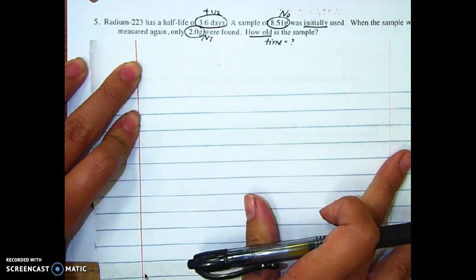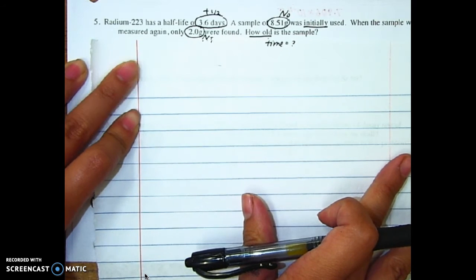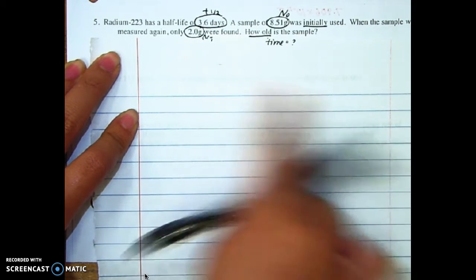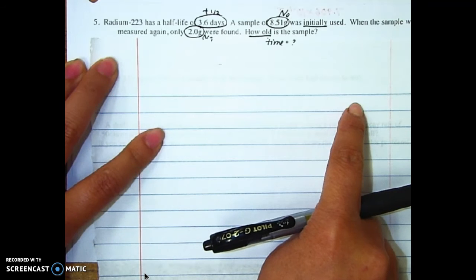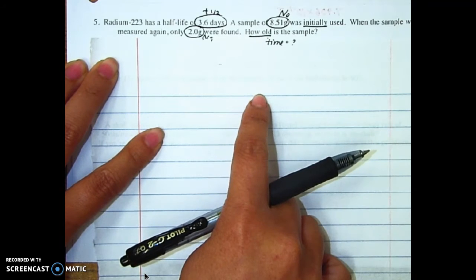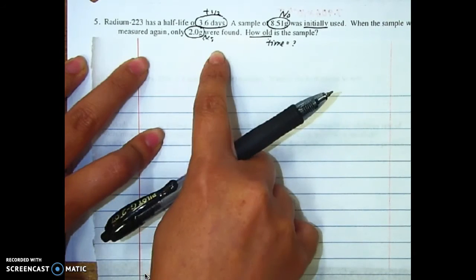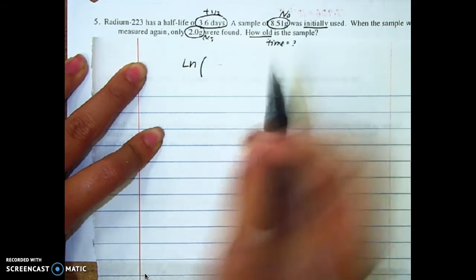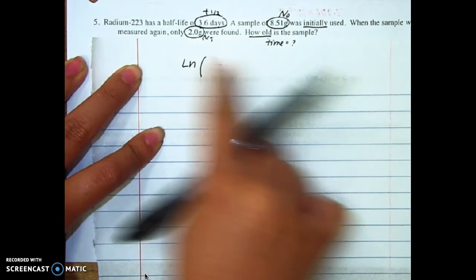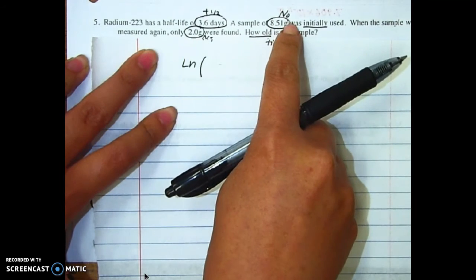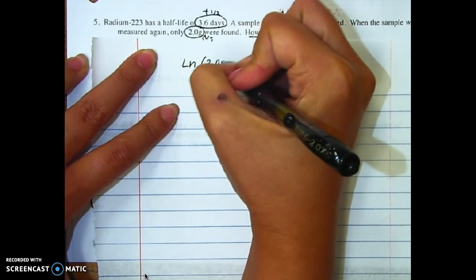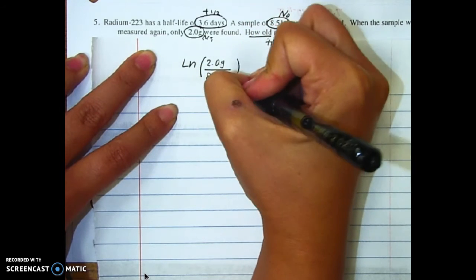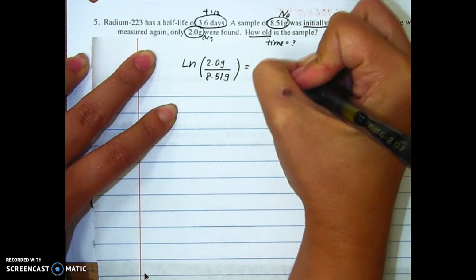When you're solving for the time, you could actually use either equation, the first one or the second one. And if I'm given an option, I actually like to use the second one just because it's a little bit less work on the calculator, but really either would work. So it's natural log, and we're going to take the smaller number over the bigger number whenever you do this. So it's 2.0 grams divided by 8.51 grams is equal to negative k times time.